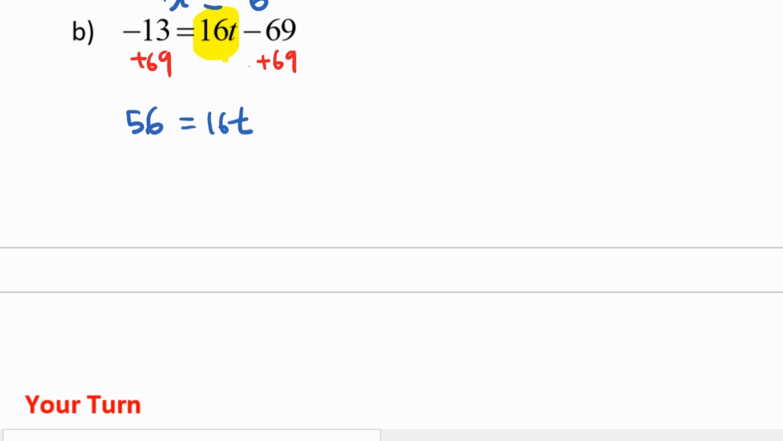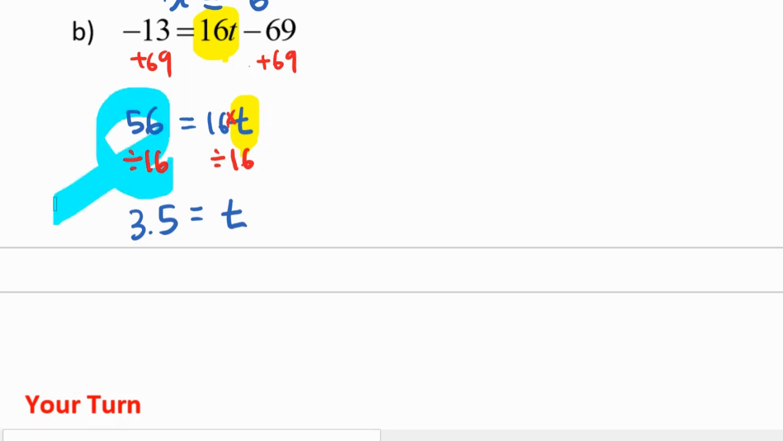Right, after that, we're going to isolate t. To isolate t, we have to get rid of 16. So again, what's hiding in between 16 and t? That's right, multiplication. So let's divide both sides by 16 and 16. And that will be t equals 3.5. So use your calculator to calculate this. If you put 56 divided by 16, you will get 3.5.